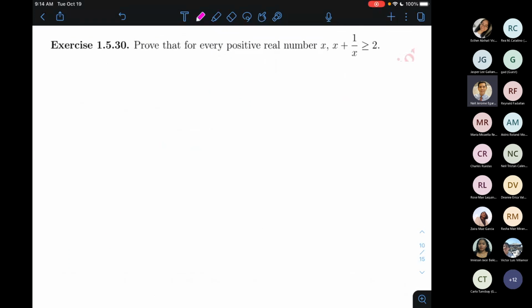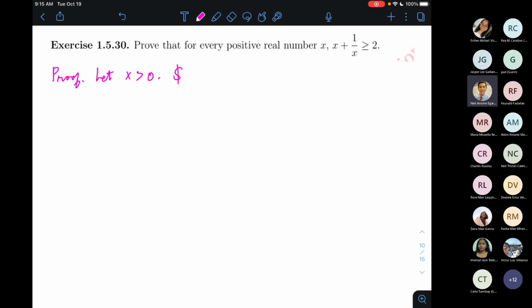Okay, proof that for every positive real number, x plus 1 over x is greater than or equal to 2. So we can write the proof. And then again, ang assumption natin, meron tayong positive real number x, so I'll get a random or an arbitrary positive real number x. Okay. Or instead of this, you can just say x be greater than 0. Understood na si x ay real number kasi ang condition lang sa kanya ay greater than 0. Right?